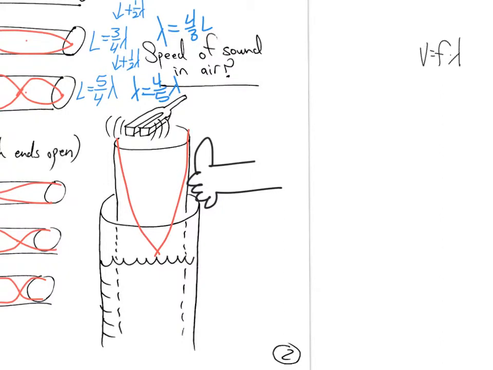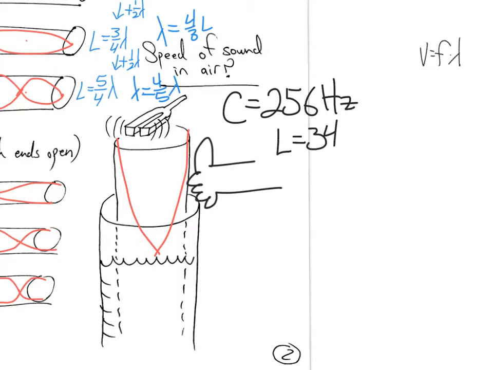So let's pretend that you are adjusting the air column, and we have a tuning fork up here, and let's say this is a C note, middle C, 256 hertz. You adjust and find that it resonates, meaning it creates a louder sound, when the length of the air column is 34 centimeters. So based on this data, can we calculate the speed of sound in air? Totally.